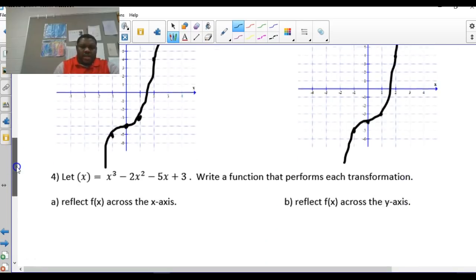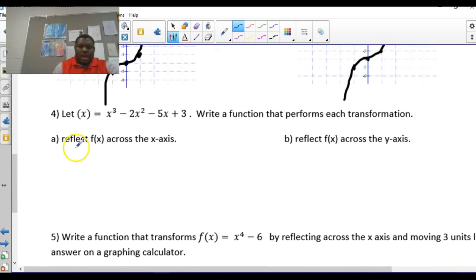All right, now let's look at this next one right here. Let f of x, this function, guys, be this. Here's the function. Write a function that performs each transformation. So if I take this right here, and I want to reflect across the x-axis, well, that means the negative goes outside the whole function.